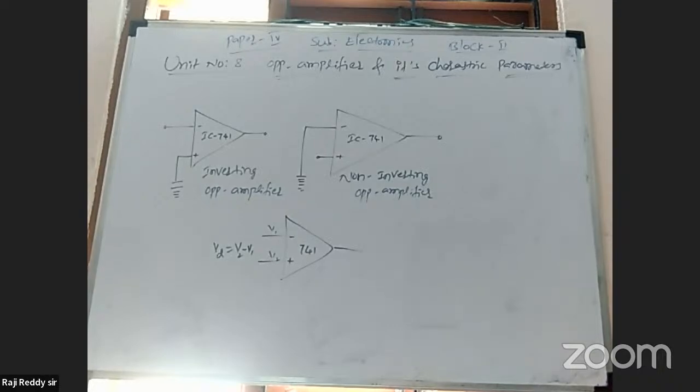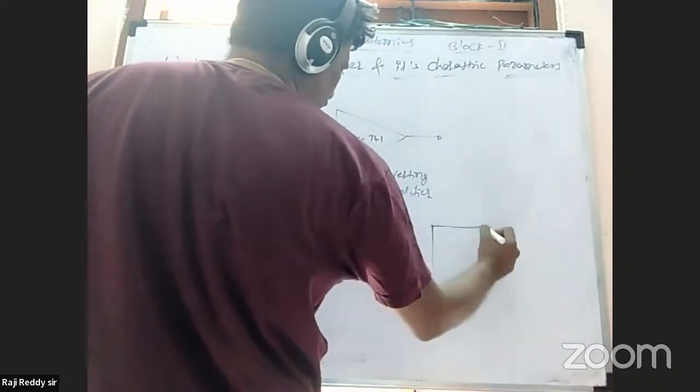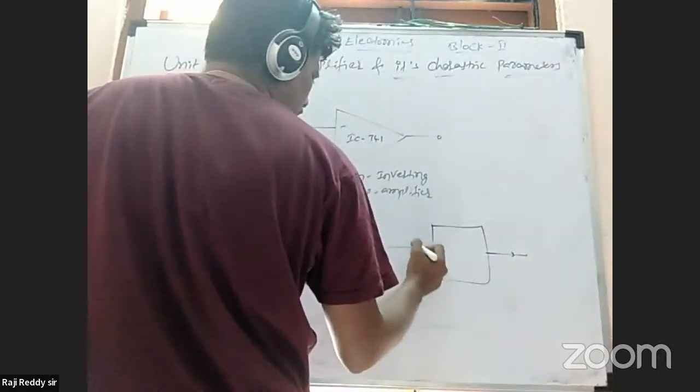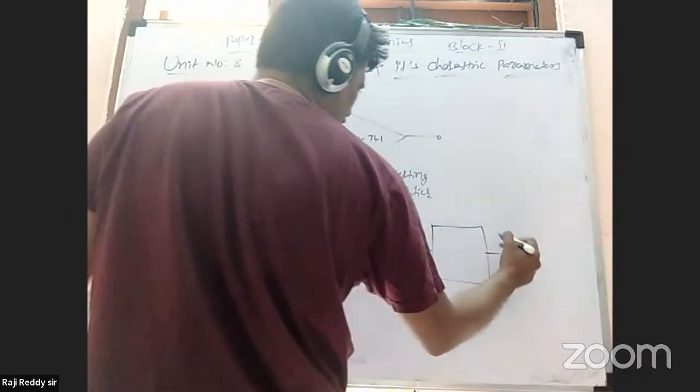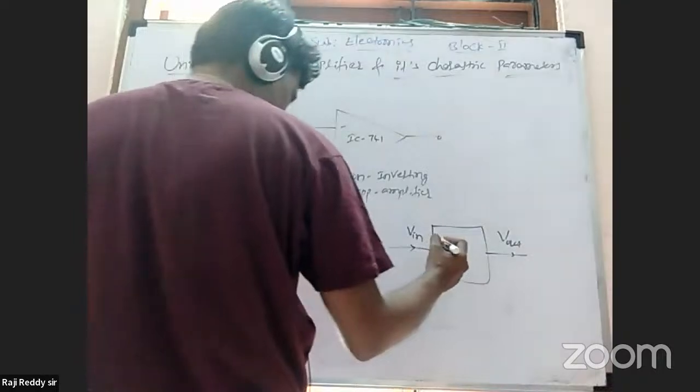Instead of the input-to-output circuit, you can take a basic block diagram. Instead of the triangle symbol, you can take a box. That box you can call the operational amplifier. Voltage in, voltage out. Basic block diagram of operational amplifier. Here is the input and this is the output. Here is V in, here is V out. This is the operational amplifier gain.